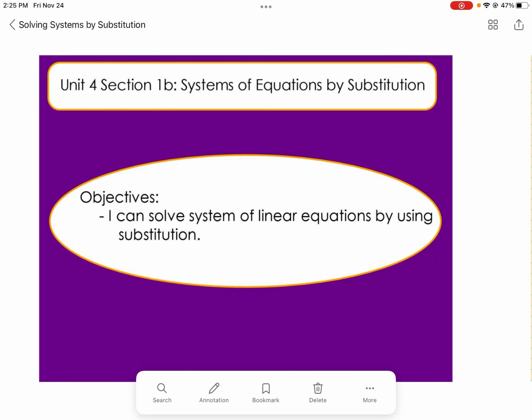Hi class, and welcome to part 2 where we're learning how to solve systems of equations. In this lesson, we're going to be looking at how to solve by substitution. So I can solve a system of linear equations by using substitution.